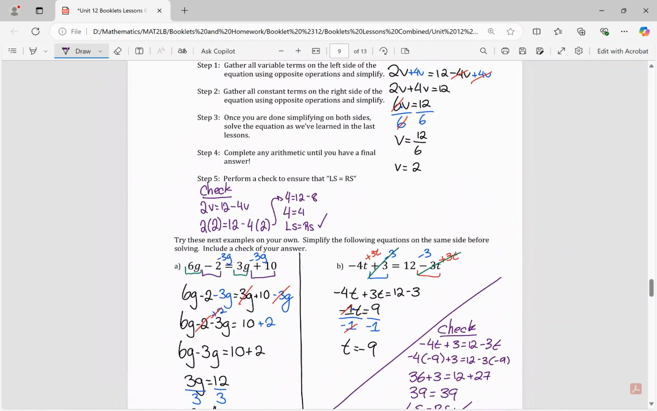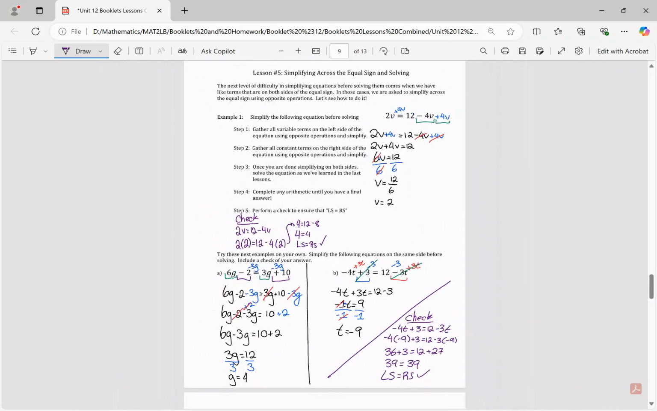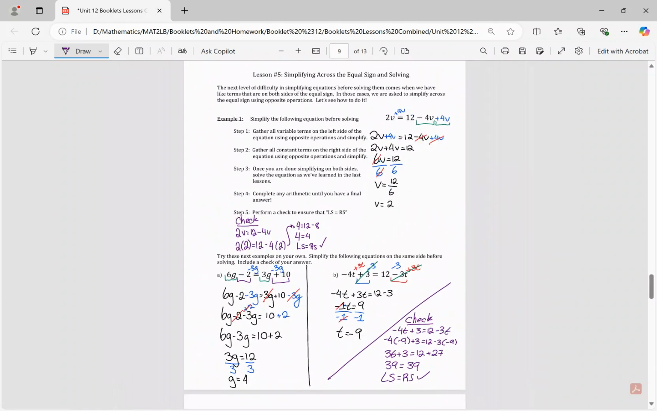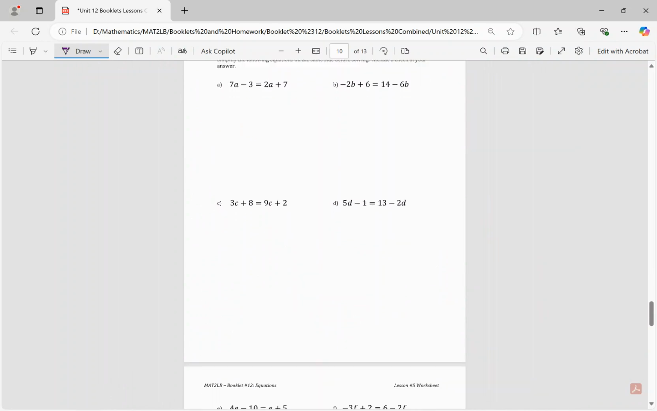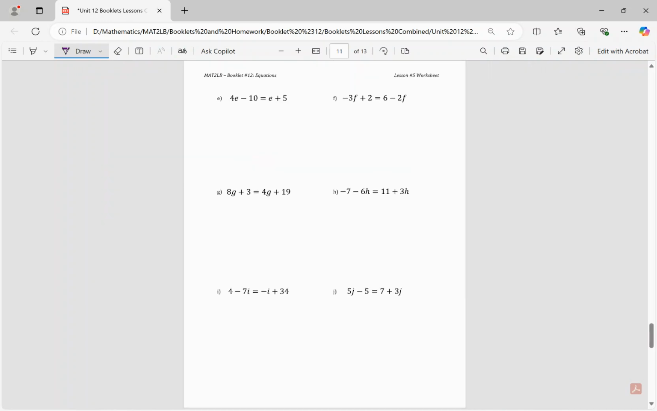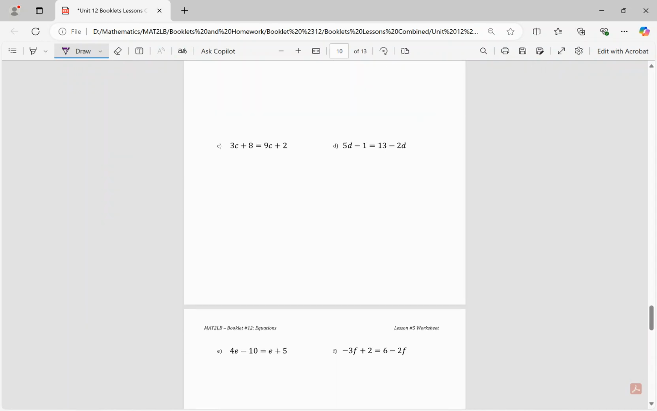All right. This one is quite tricky. I would say this is the hardest lesson that we've done so far in this course. So take your time and make sure that you're asking questions, but definitely practice with the following worksheet. Oh, there's 2 pages to the worksheet. That's nice. Make sure you're practicing with that, okay?